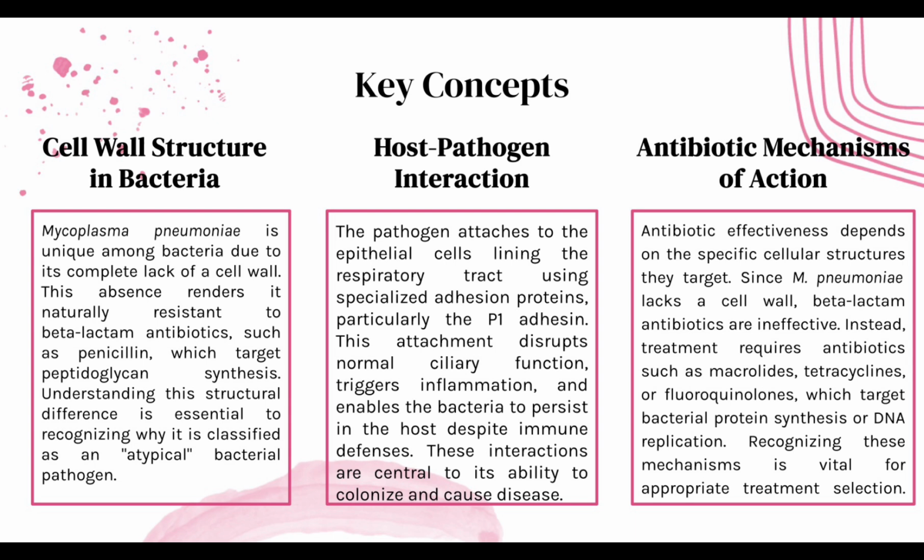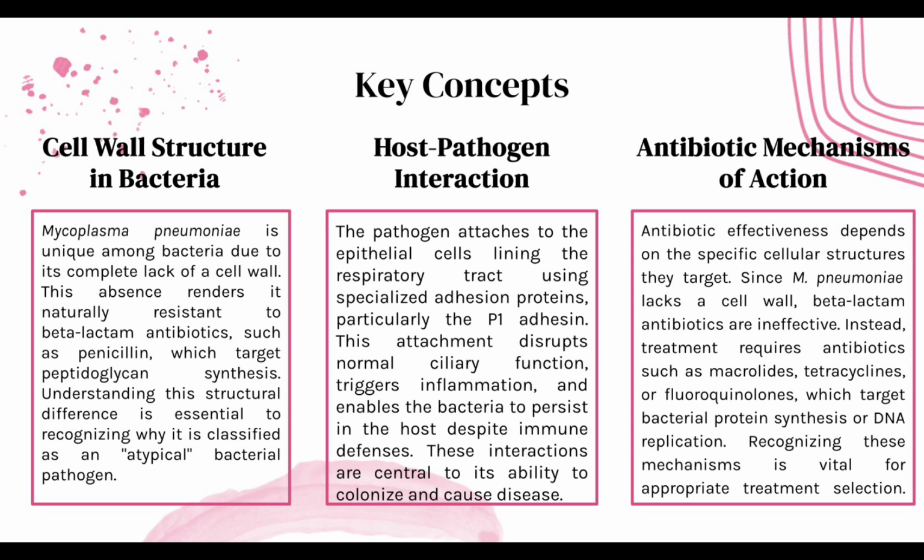Second is the concept of host-pathogen interaction. M. pneumoniae attaches to cells lining the respiratory tract using a specialized protein called P1 adhesin. This allows the bacteria to stick tightly to host tissues, interfere with normal cellular functions like mucus clearance, and avoid being flushed out, helping it establish and maintain infection.